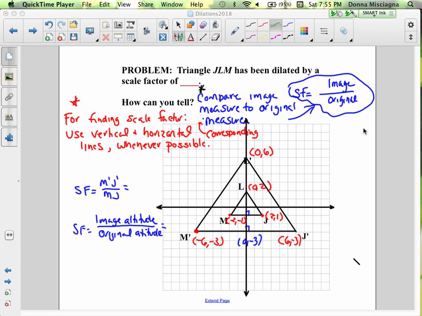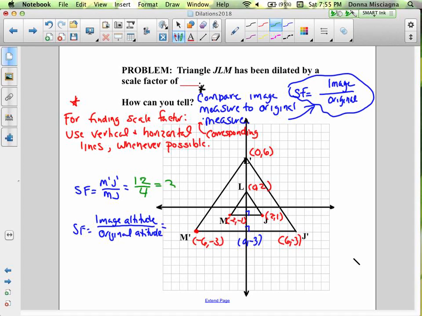M prime J prime is 1, 2, 3, 4, 5, 6, 7, 8, 9, 10, 11, 12. Let me just double check. Yep, from -6 to 6, that would be 12. So this distance here is 12. You can write that in. How about MJ? 1, 2, 3, 4. So MJ was 4. 12 divided by 4 reduces to 3.